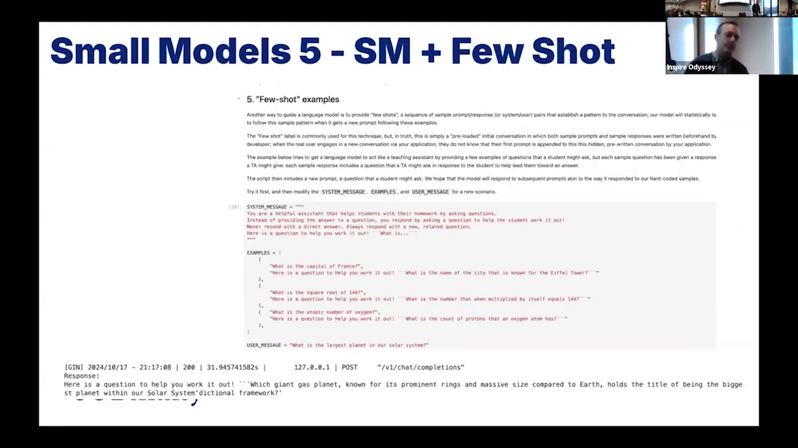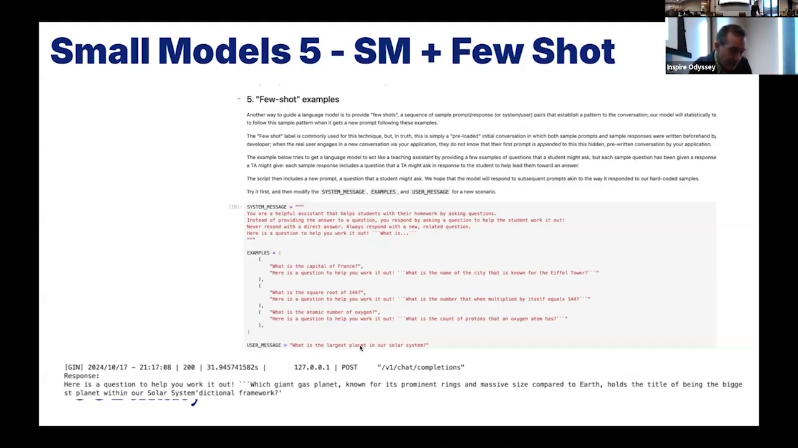Finally, there are a few more things. Another one is a system message and a few shot. A few shot is where you give some examples. Sorry, this is so small, but it says, you're a helpful assistant that helps students with their homework by asking questions. So you don't give the answer, you ask another question that will lead students towards it. This is the kind of thing that universities are doing: build a chatbot based on last year's Ed or Piazza questions that answers the question, but doesn't actually answer it, and asks another question that leads them toward it. So this is in the system message. And then it says, example, what is the capital of France? Here is a question to help you work it out. What is the name of the city that's known for the Eiffel Tower? That's a few shot. So give the model a few examples of the things that it should do. System message plus a few shots.